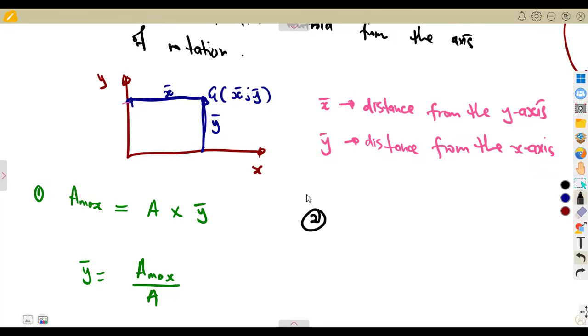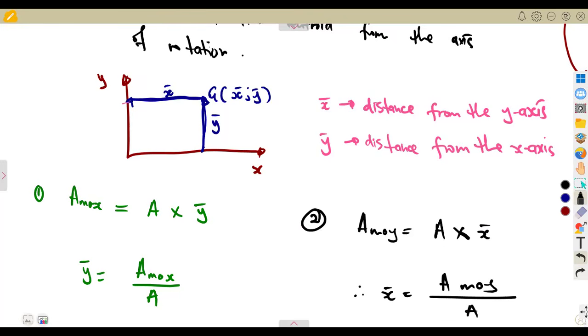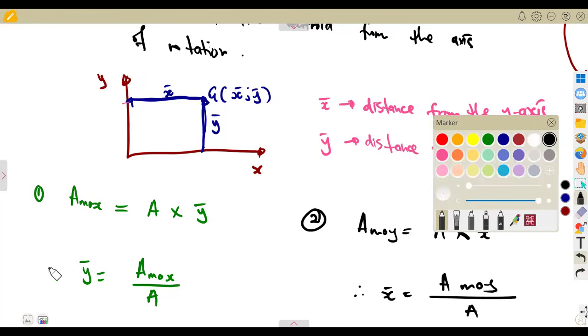That's the same thing even for the area moment. Considering the y-axis, area times what? Perpendicular distance from the axis of rotation, from the y-axis. So from the y-axis, which bar are we considering? We are considering x bar. So that's x bar. Therefore, this can be calculated. So our x bar is going to be the area moment for y over the area that you have calculated before.